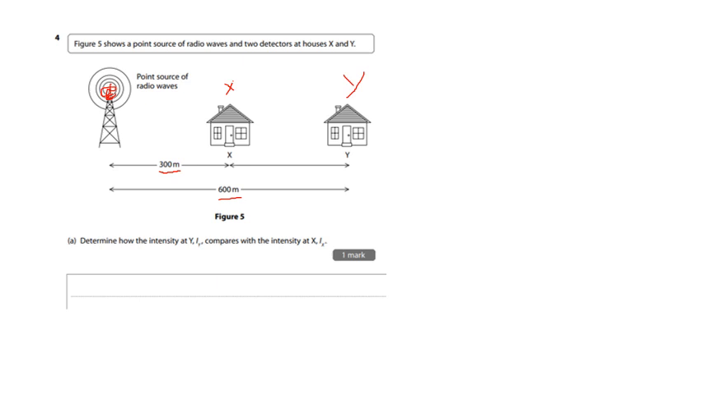Now, if you understand the equation, you should know that the intensity follows an inverse square law. So the intensity equals a constant divided by x squared. Now, we don't need to work out the constant. I mean, there's a hard way of doing this question. If I said that the intensity here was 100, I could work out the value of K, and then I could work out the intensity at Y, and I would get 25.